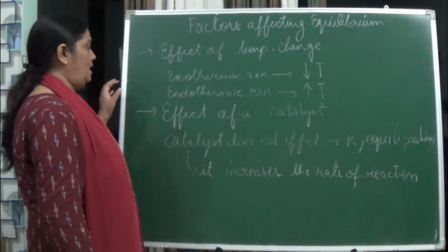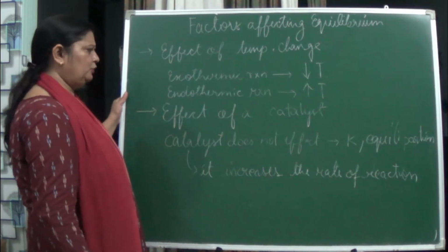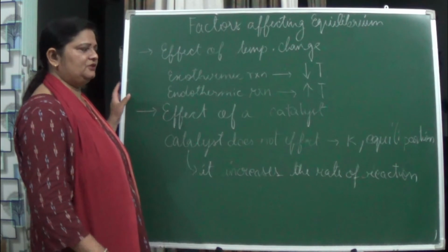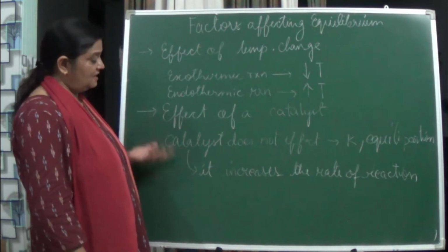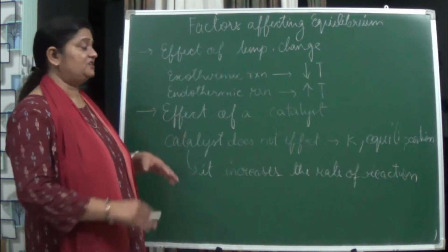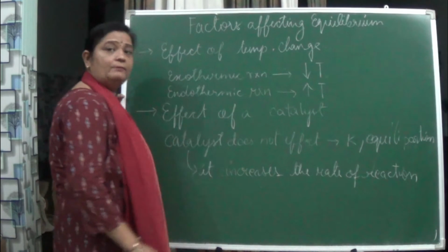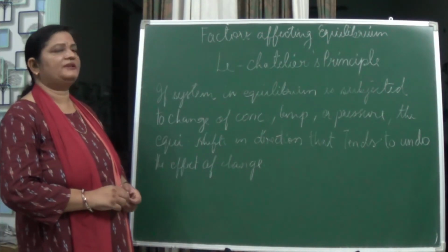Now what is the effect of catalyst on equilibrium? There is no effect of catalyst on the equilibrium position or equilibrium constant. The function of a catalyst is just to increase the rate of reaction, nothing to do with the equilibrium constant or the equilibrium position. So till now we have studied the factors affecting the equilibrium.